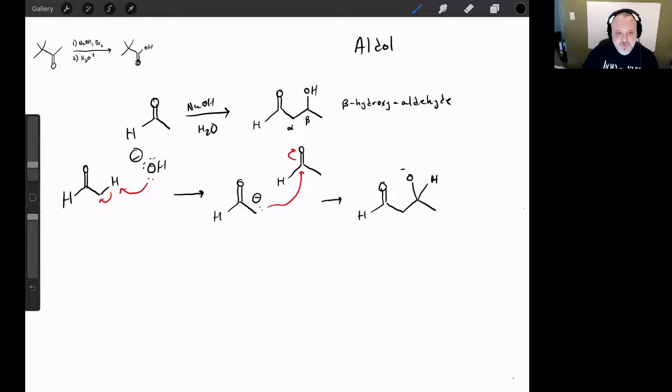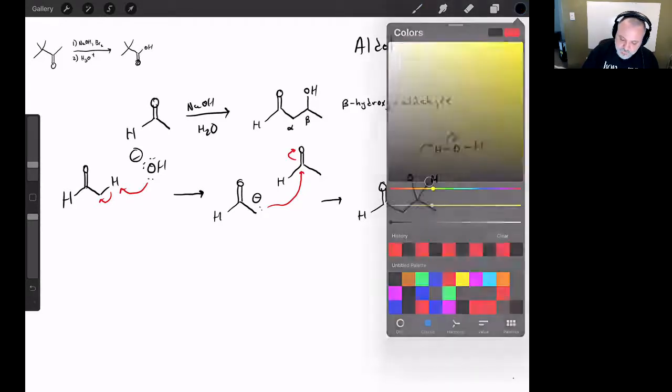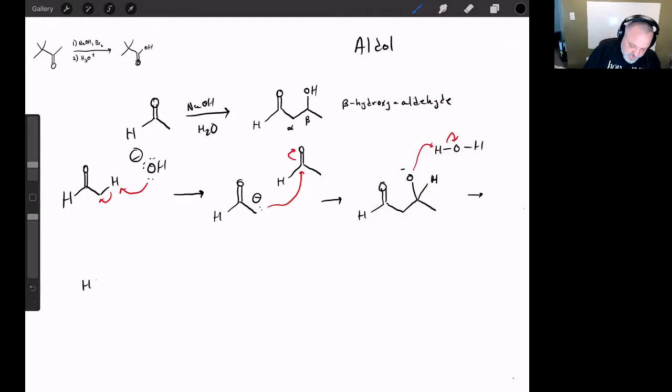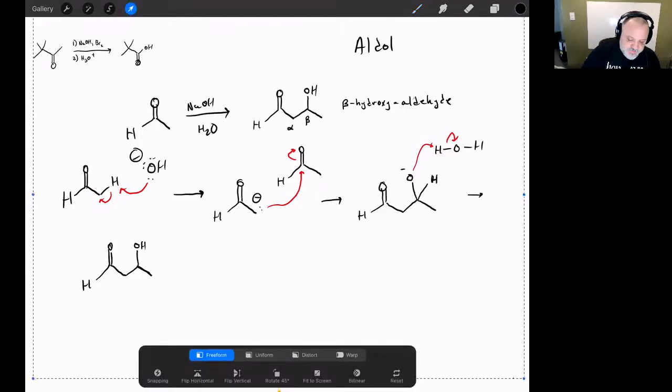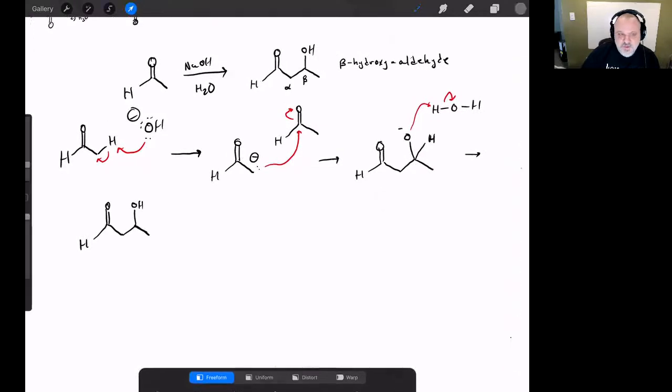So what happens at this point is that the negatively charged oxygen will reform the base from the water that was formed in the previous step. And that's where I get my beta hydroxy aldehyde. And I'm not showing the hydrogen in this case. Now, it really does depend on the identity of the reactants in order to predict the yield. Let me give you an example of this.